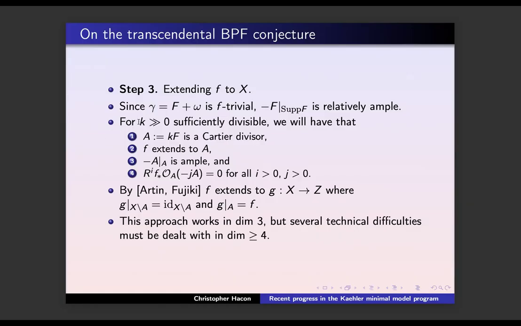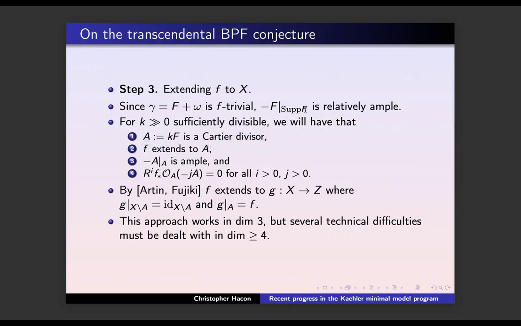And now this divisor, let's not worry about the fact that it's an R-divisor. I can approximate it with a Q-divisor. I can pick some sufficiently big integer k to clear the denominators. So I have a Cartier divisor supported on F. And since I know that this map F extends to any thickening of the non-lc locus, to any thickening of F, then the morphism in fact extends to A itself.